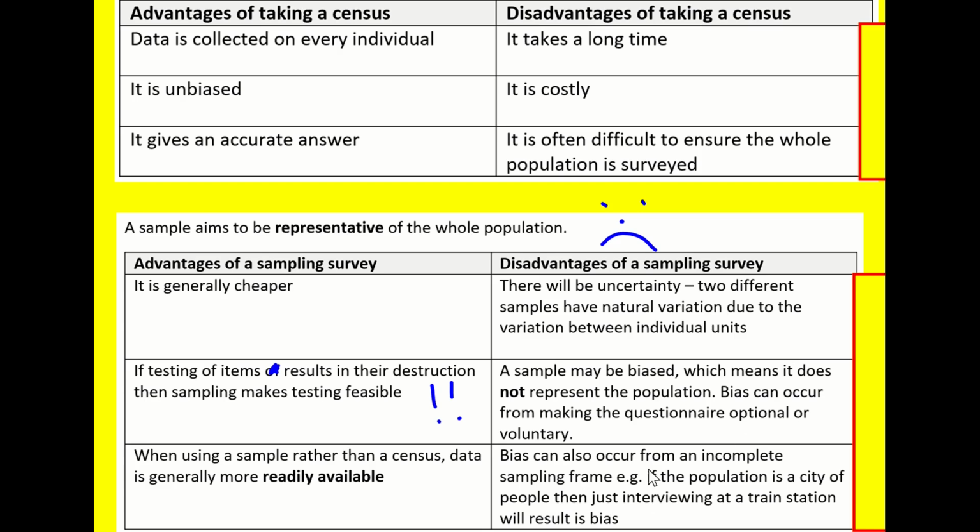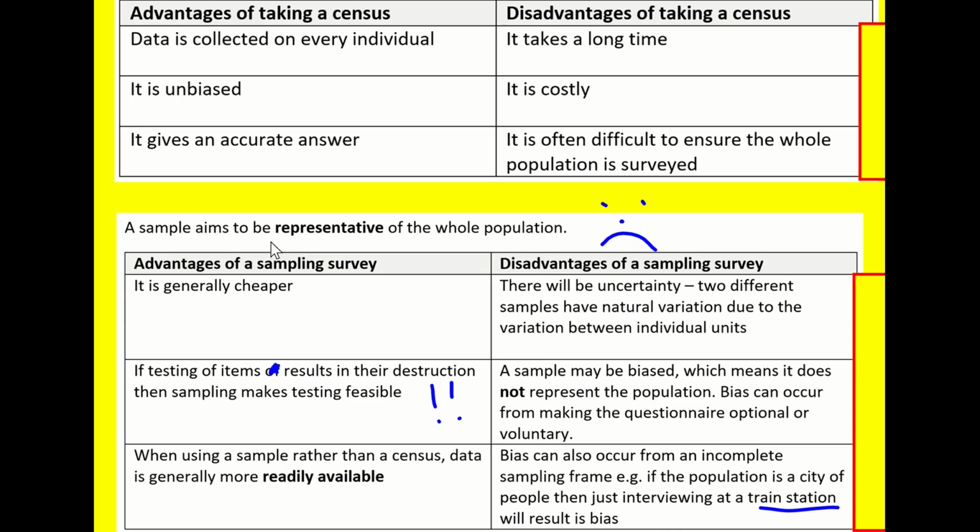But bias can also occur from an incomplete sampling frame. If the population is a city of people, then just interviewing at a train station will result in bias. That's slightly different to my radio show example. That's just looking in one place. You're only going to get one set of views.